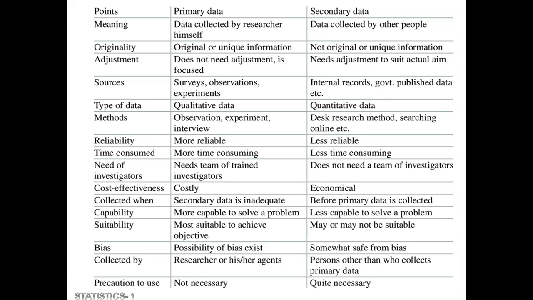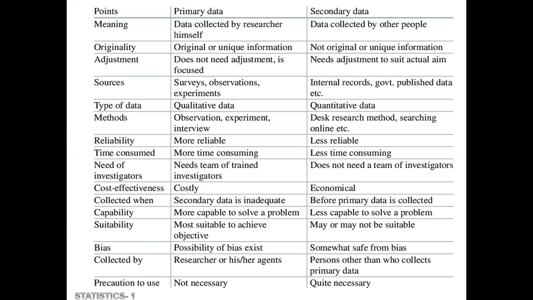Whenever you are collecting primary data, not much precaution is required. But when you are collecting secondary data, very much precaution is required. As far as bias is considered, definitely there is a bias aspect in primary data, because the researcher who collects the primary data may put his influence on the data. In secondary data, to a certain extent, it is safe from bias, so the bias aspect may be reduced. Therefore, primary data is more reliable when it is accurately collected without any bias, whereas secondary data is less reliable because it is coming from different sources.